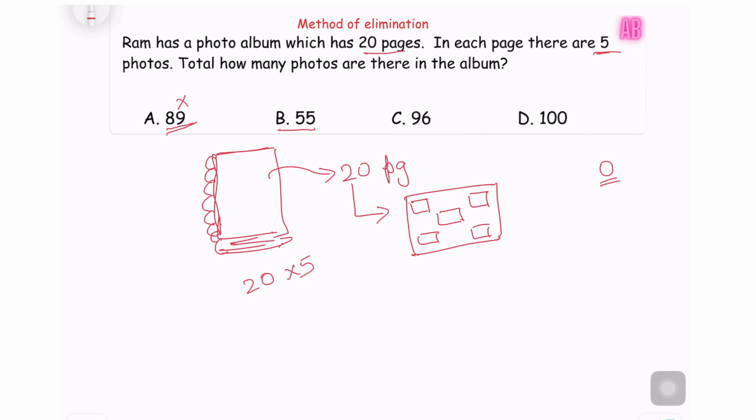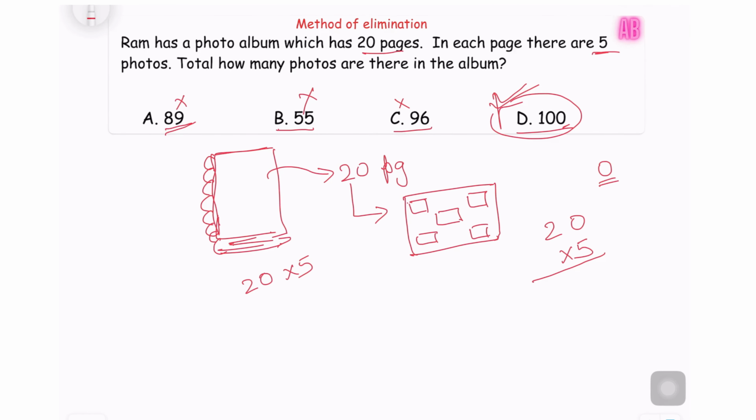B, it has 5 in the ones place. C, 6 in the ones place. D, 0 in the ones place. So this is our answer, right? So without solving, we will be able to find out the correct answer, which will help us to save our time in the competitive exams.